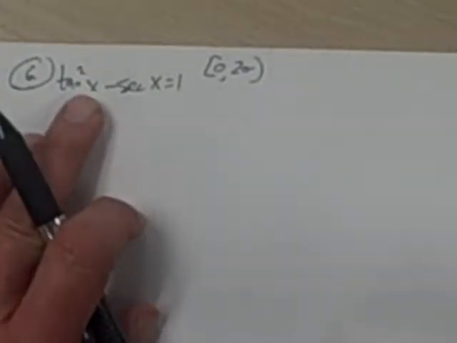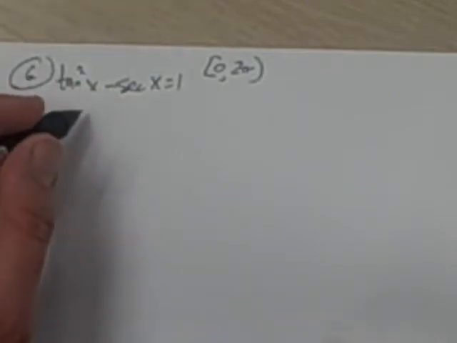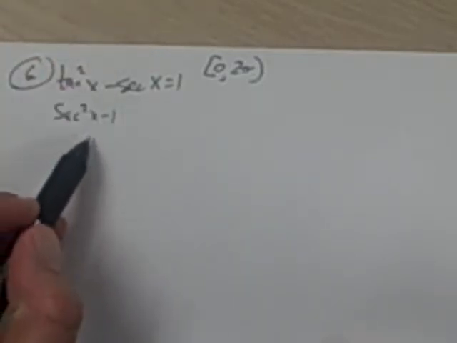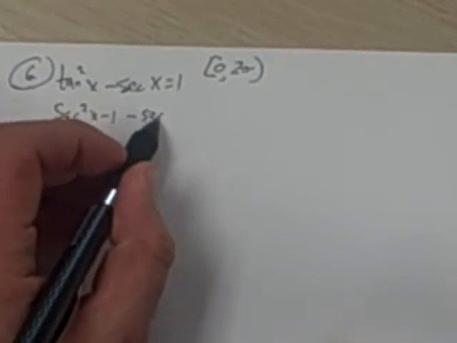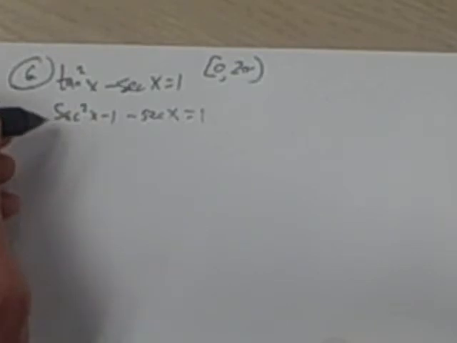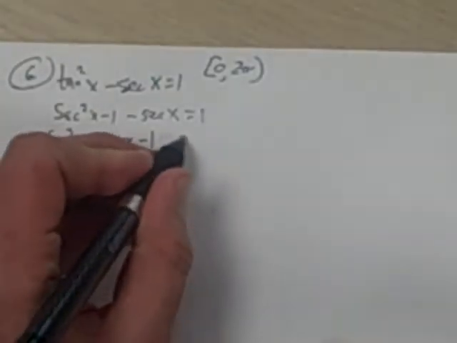First thing I could do, I know, if I think about the Pythagorean relationship, tangent squared is secant squared minus 1. So I could rewrite this as secant squared x minus 1. Tangent squared becomes that. Still have this minus secant x equals 1. And then from here, I could work to get it equal to 0, maybe try and factor it. So I have secant squared x minus secant x minus 1 equals 1.